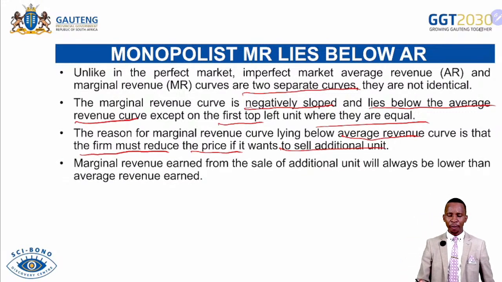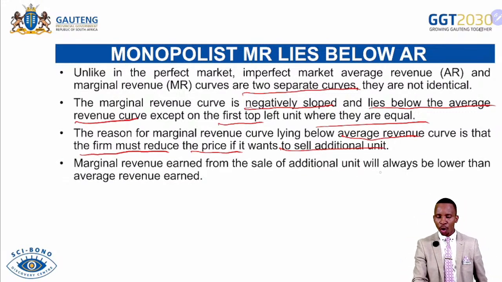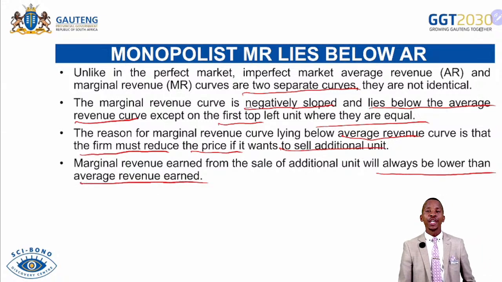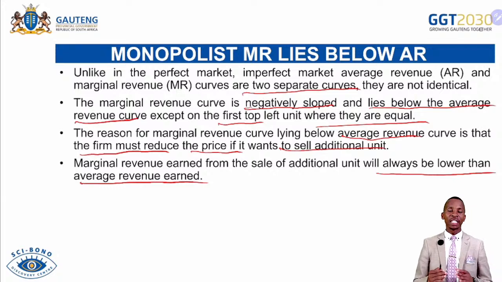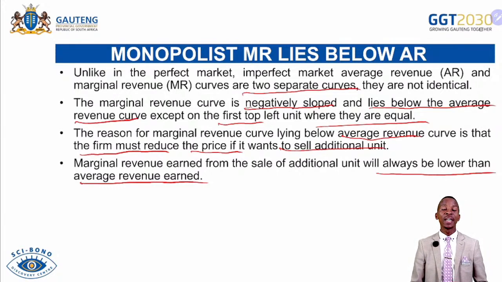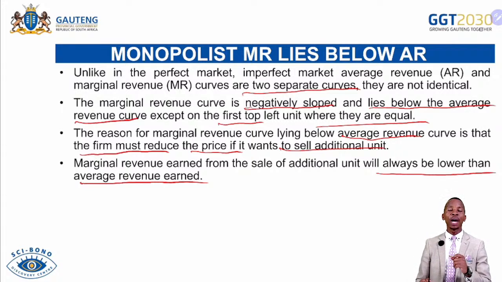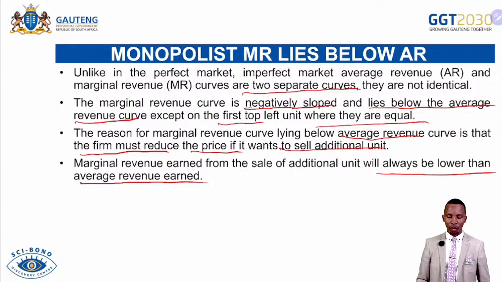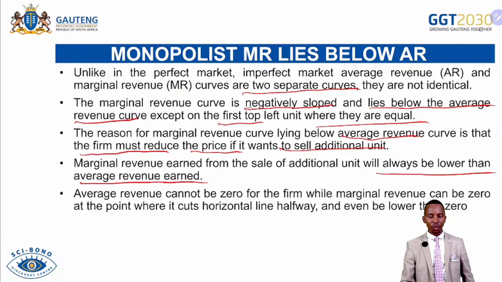Marginal revenues earned from the sale of additional units will always be lower than average revenues earned. That's why you won't have average revenue being equal to marginal revenue on the same curve. They are separated. They are equal at the first point, but they separate as they slope downward. And then you find MR being lower than AR at all times. It lies below.